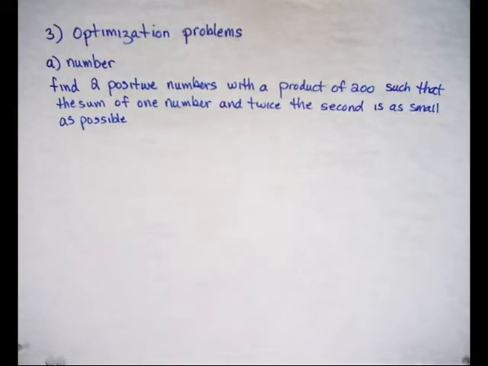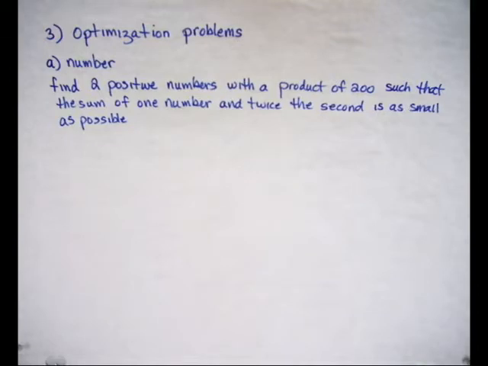I'm going to test you on just 2 types of problems, so concentrate on these 2 types. The first one would be what I call number problems, where there doesn't seem to be any real importance to the question other than it's just meant to get you used to the whole concept of trying to find an optimum solution. So the first number question we'll look at here says find 2 positive numbers with a product of 200 such that the sum of one of the numbers and twice the second number is as small as possible.